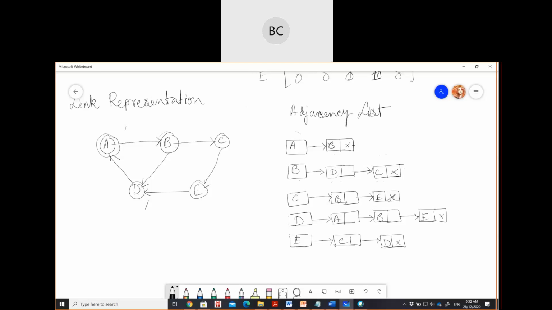Now for C, you can only go to E, not B, so this node you cannot write. Only one node is reachable from C, which is E. For D, you can only go to A. You cannot go to B or E like in the undirected graph. So only one node will be there.